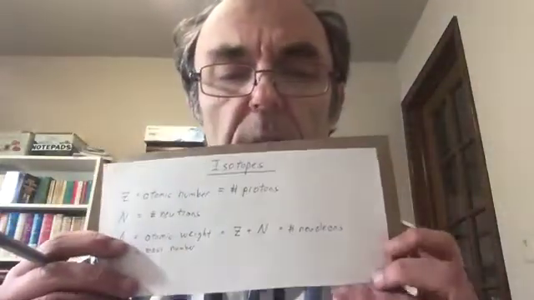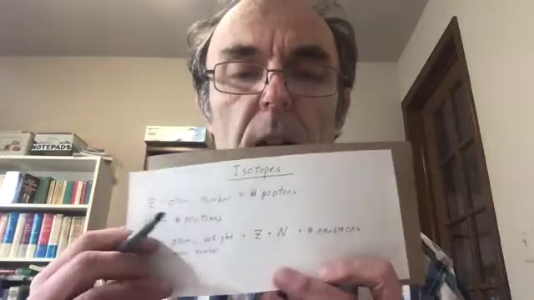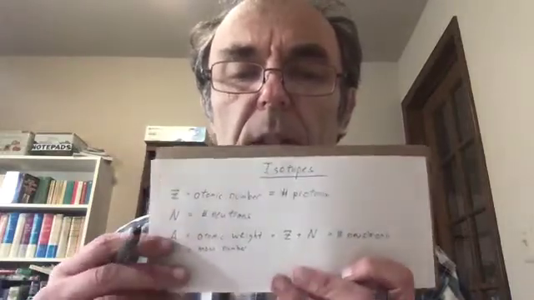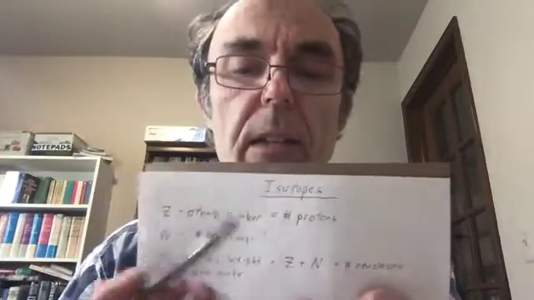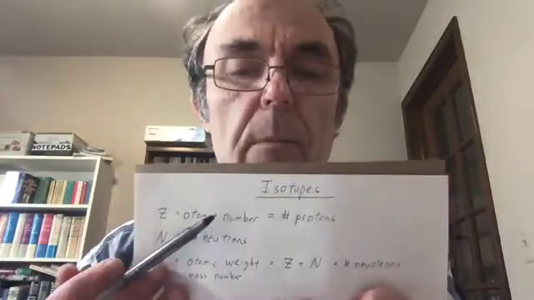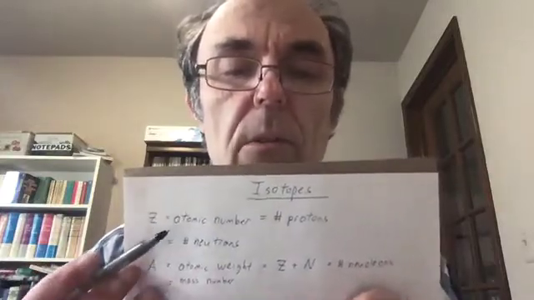Now I'd like to talk about isotopes. What are isotopes? Well, to understand isotopes, we need to keep in mind 3 numbers, and we're going to be using these all the time throughout the entire chapter. So you need to remember these 3 in order to really understand what we're saying.